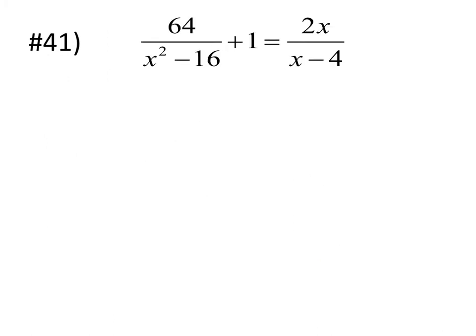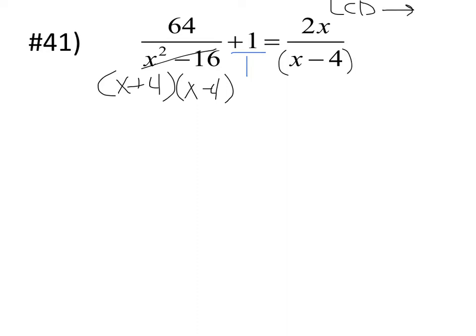All right, first things first, put this over 1. This is difference of squares, x plus 4, x minus 4, and put parentheses around this. So your LCD is x plus 4, x minus 4. And that is what's going to be multiplied by each piece.